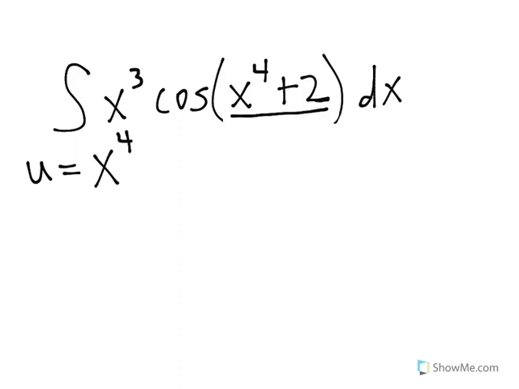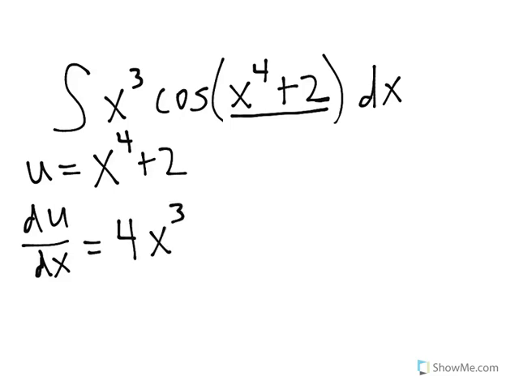That's going to be x to the fourth plus 2. Now do what we did last time. Let's take the derivative of both sides. This is du dx on the left, and then take the derivative on the right side. That's 4x to the third.